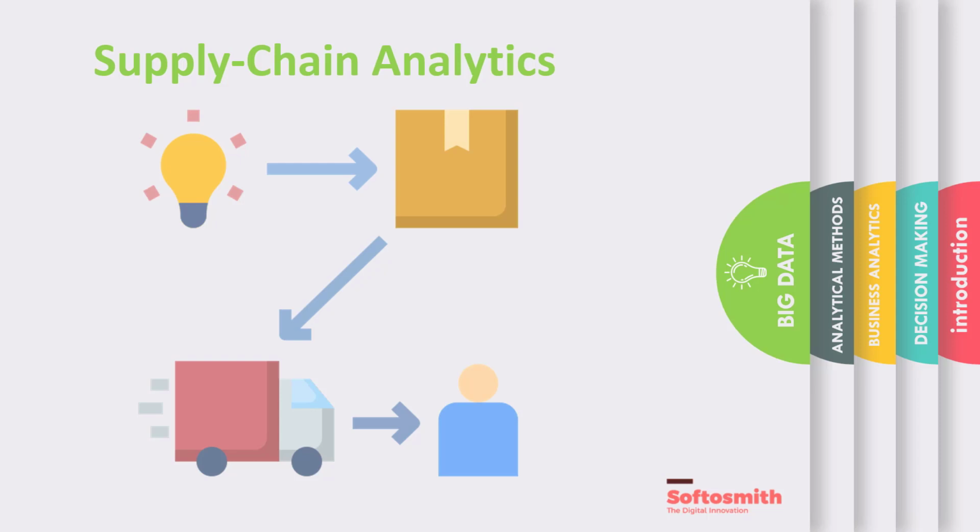One key application of supply chain analytics is demand forecasting, which involves predicting future demand for products based on historical data and market trends. By analyzing factors such as sales data, seasonality, and external influences, companies can optimize inventory levels, prevent stockouts, and improve customer satisfaction. For example, retailers can use predictive analytics to anticipate product demand during peak seasons and adjust their inventory accordingly.